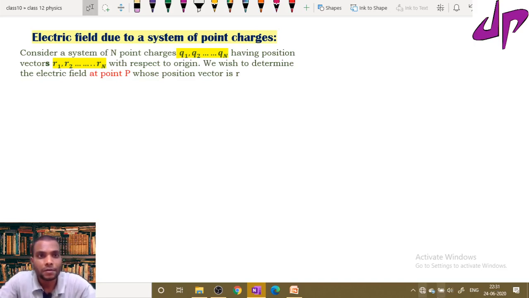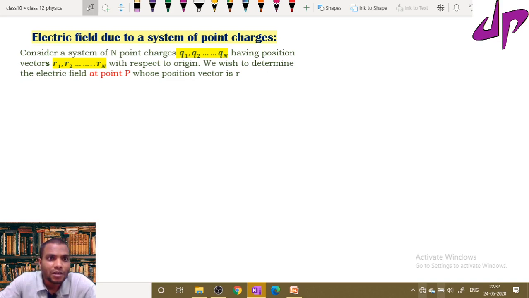Electric field concept. Electric field due to a system of point charges. Earlier I discussed electric field due to a point charge. Now I would like to discuss electric field due to a system of point charges.